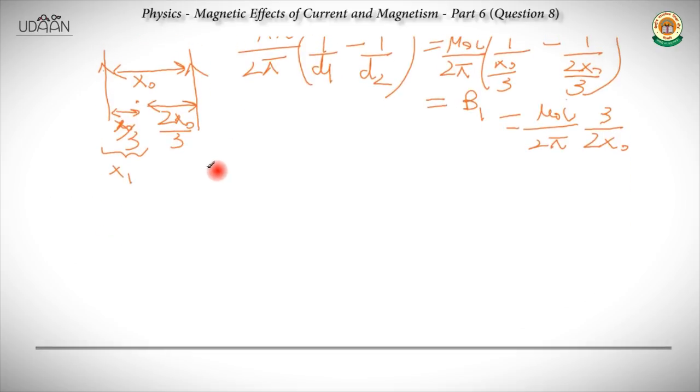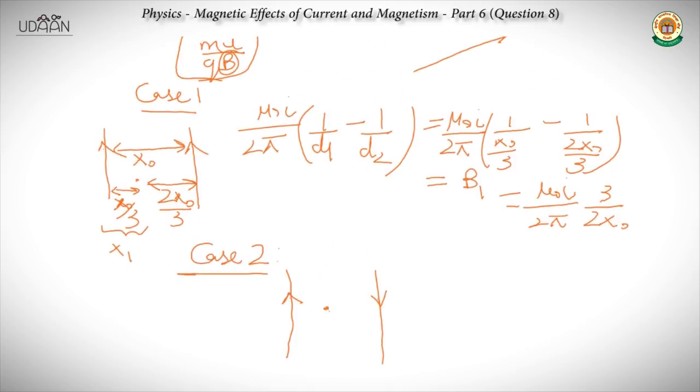Now let's consider our case 2. In that case, we can just see that because the currents are opposite, the field will be into the plane of the paper, and because of this also the field will be into the plane of the paper. So instead of a minus sign here, there has to be a plus sign. We'll just add them up.